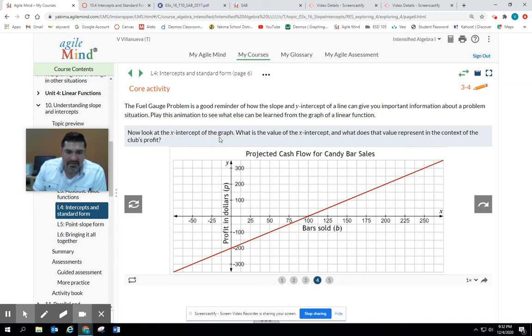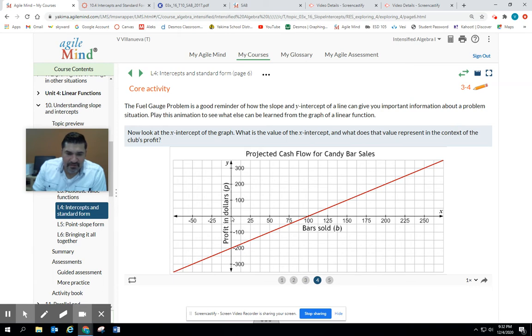Now look at the x-intercept of the graph. What is the value of the x-intercept? What does the value represent in the context of the club's profit? So here is our x-axis, and the intercept is right here. It is at 100. Okay, what do you think that means? Okay, these are the number of bars sold.